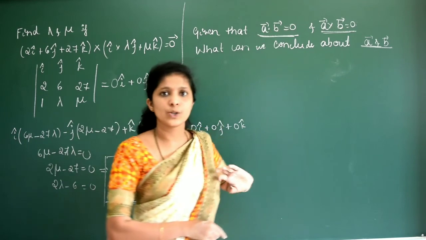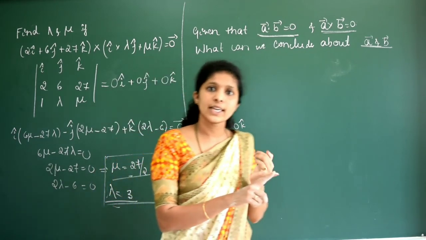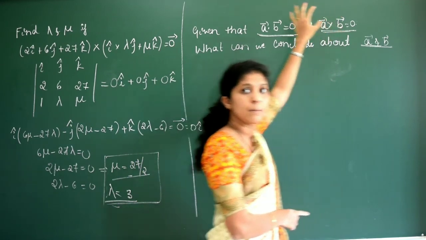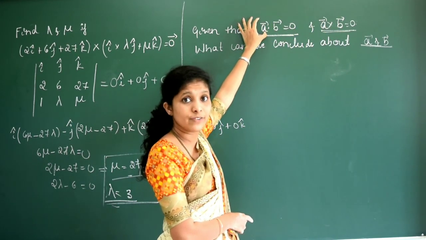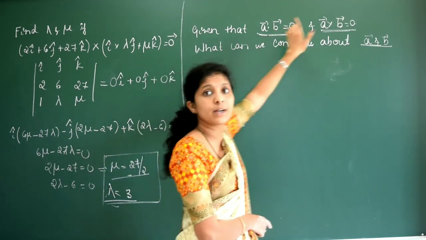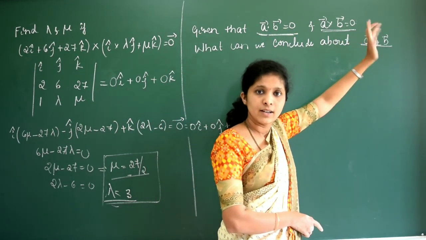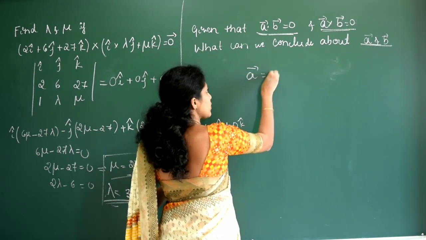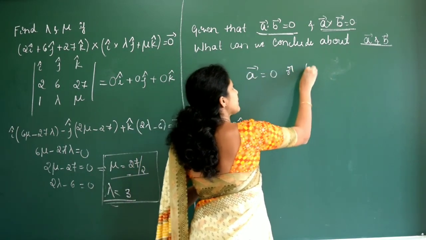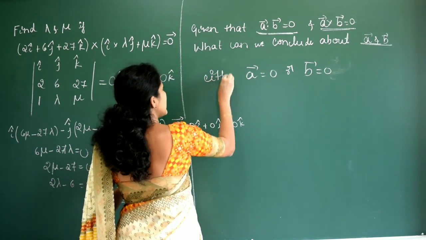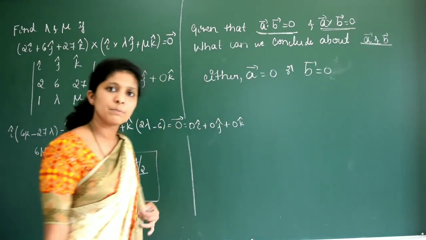Here both are equal to 0. So we can't take a vector parallel to b vector. If I consider that, the cross product will be 0, but the dot product is not equal to 0, right? If I consider perpendicular, now the dot product will be 0, but the cross product is not equal to 0, right? I hope you are getting this. So what we can say is, either a vector should be equal to 0 or b vector should be equal to 0. Only two conditions are possible. Either a vector equal to 0 or b vector equal to 0.